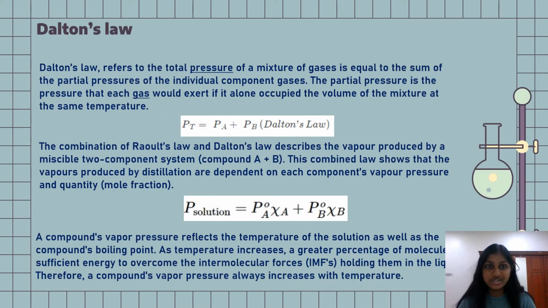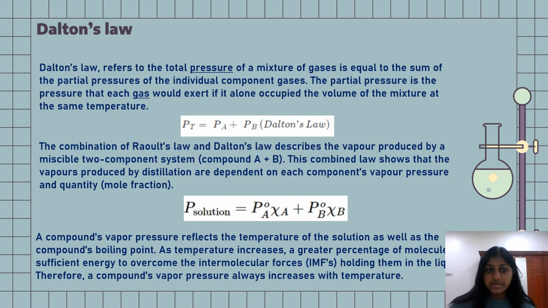Now, I would like to explain Dalton's law. Dalton's law refers to the total pressure of a mixture of gas being equal to the sum of the partial pressures of the individual component gases. The partial pressure is the pressure each gas would exert if it alone occupied the volume of the mixture at the same temperature, as given there. That is Dalton's equation.